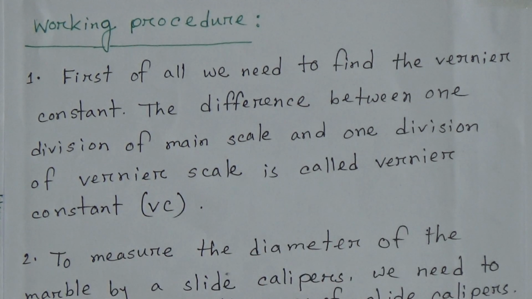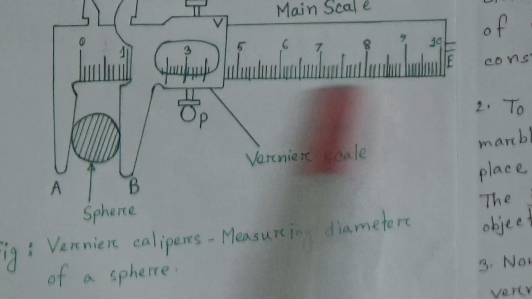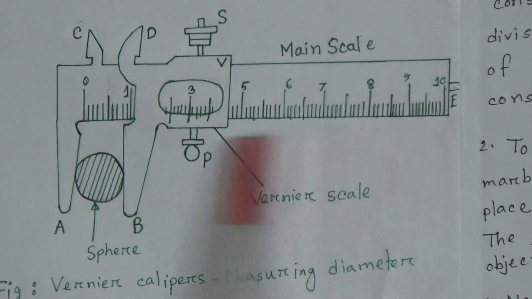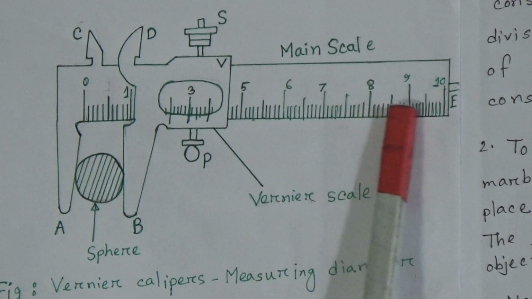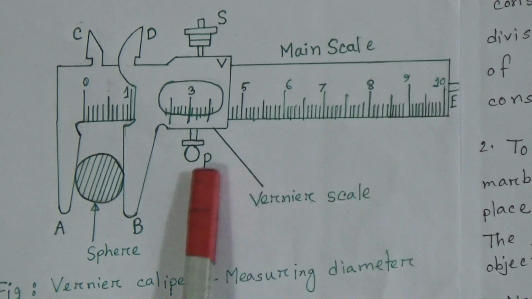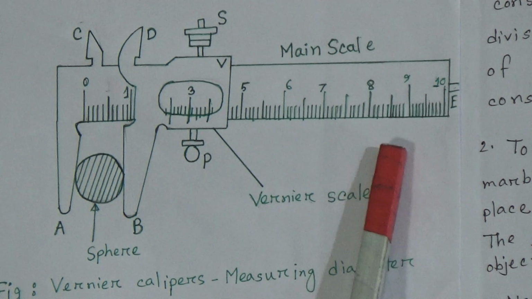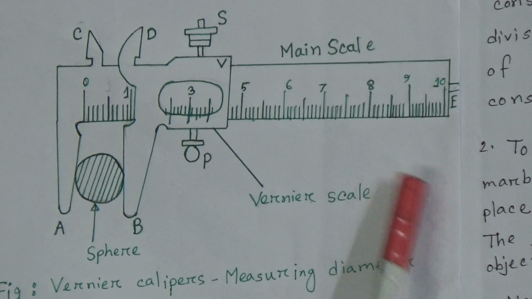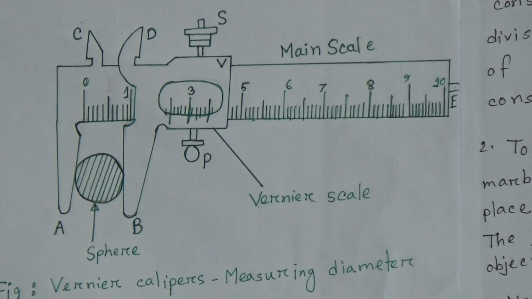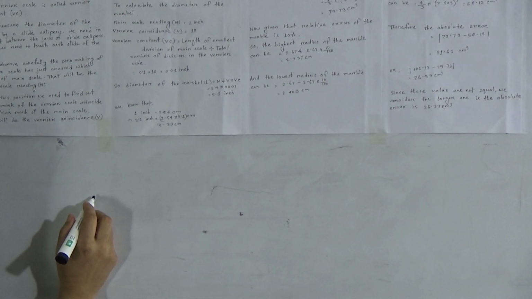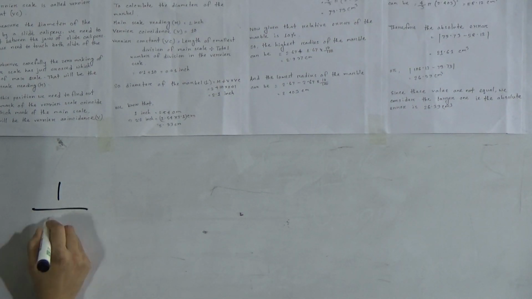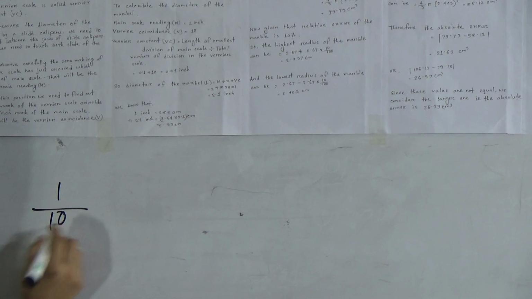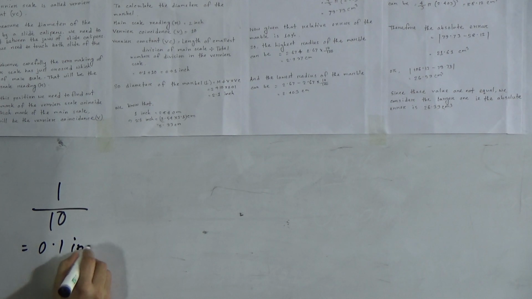My dear students, now see this figure. The Vernier slide caliper here has a main scale division of 10. We have to find out the Vernier constant like this. The difference between a main scale division and a Vernier scale division is called the Vernier constant. That means 1 divided by 10, so 0.1 inch.